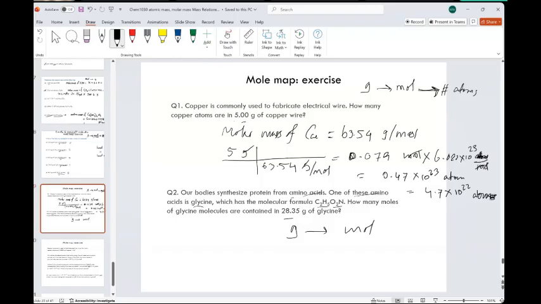That means again you need to find molar mass of this C2H5O2N, using the periodic table the way we learned. You find the molar mass and then use that molar mass to find the mole. So you have given 28.35 gram and you need to divide it by that molar mass to find the mole. So we have done that a lot. I will leave it for you.